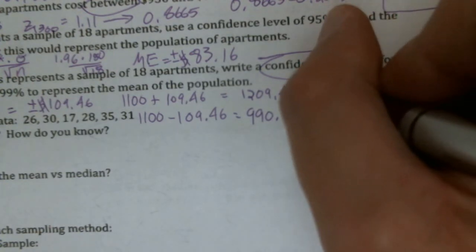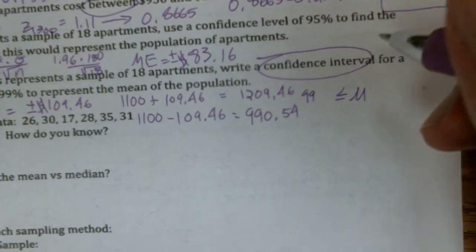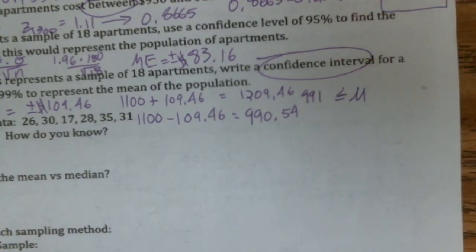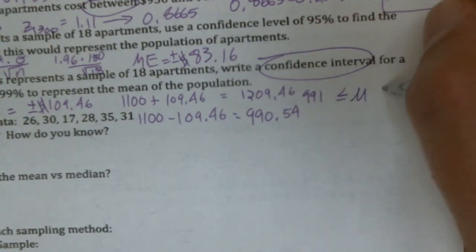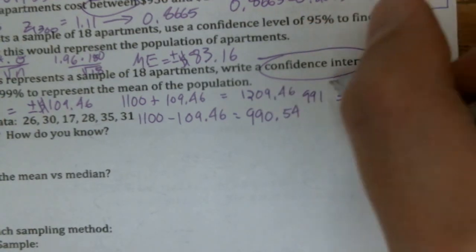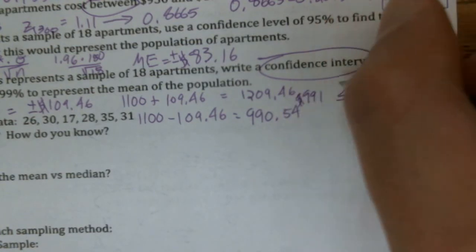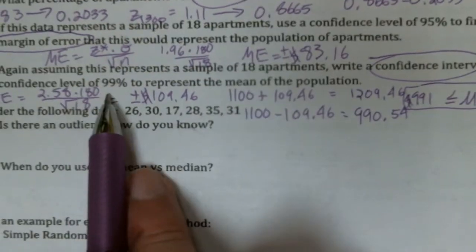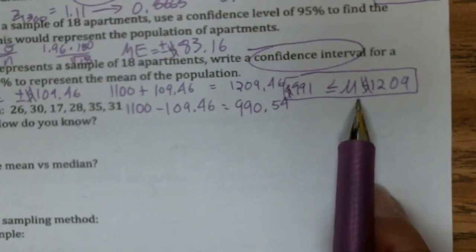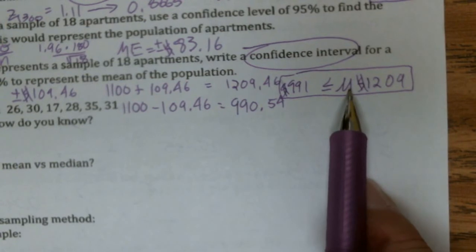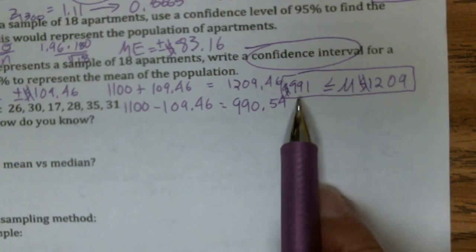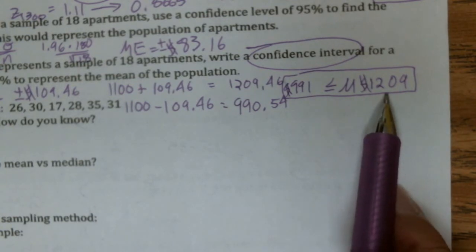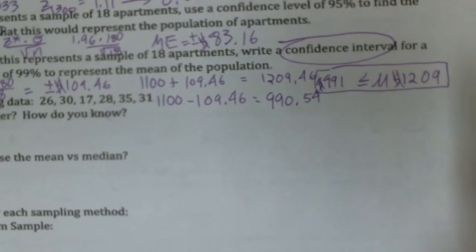Now we're talking about prices on a house, guys, so I'm probably just going to round that to $991, and on the high side I'll say it's going to be less than $1,209. We're talking about money. So there's my confidence interval. What we're saying here is that I'm 99% confident that the actual true average of all these apartments in whatever city we're talking about is going to be somewhere between $991 and $1,209. That's our confidence interval.